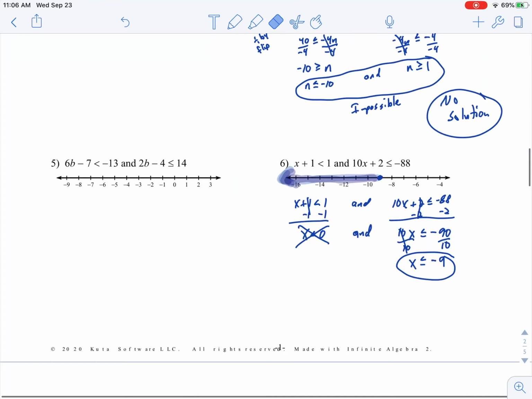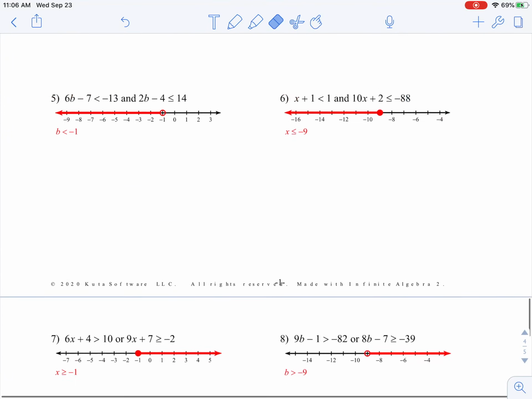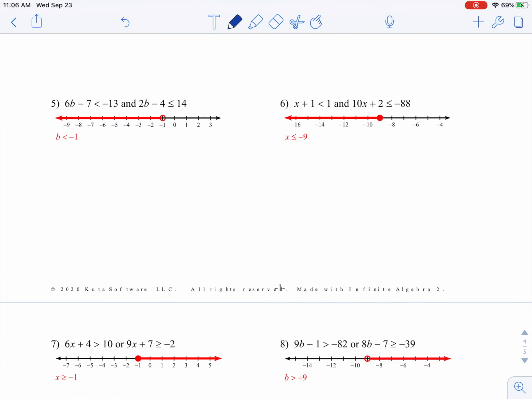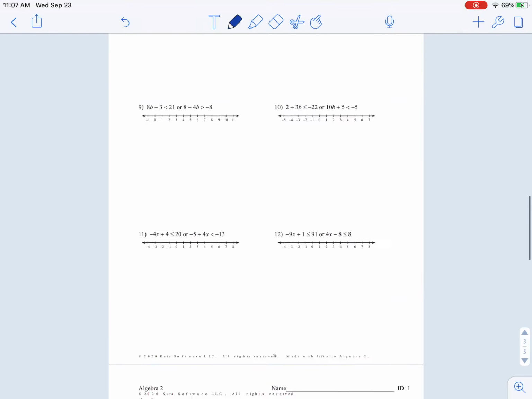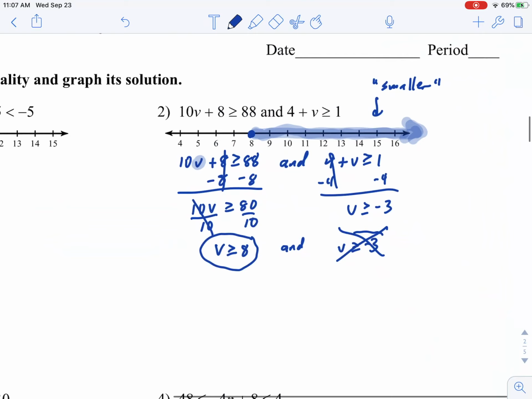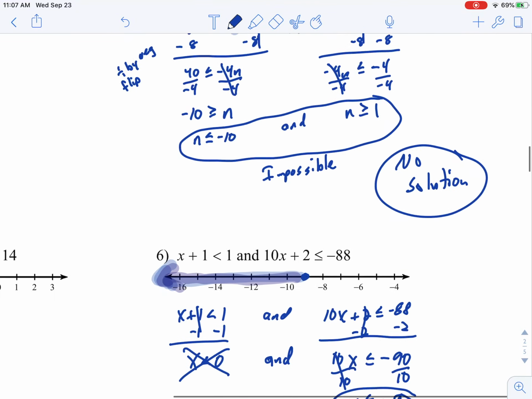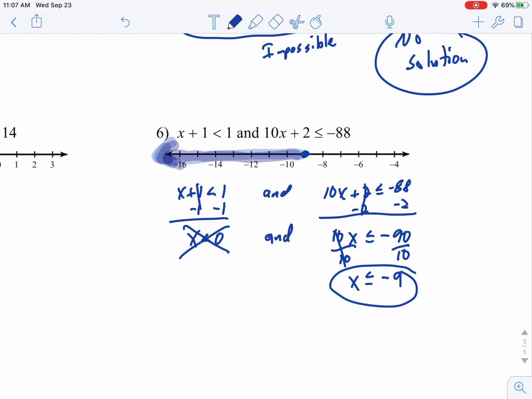Let me check it though, because I've made mistakes before. Always self-conscious when I record. Here we go. Those are the two answers. All right, so what we had was a little repetition of the overlapping arrow scenario. Say that 5 times fast.